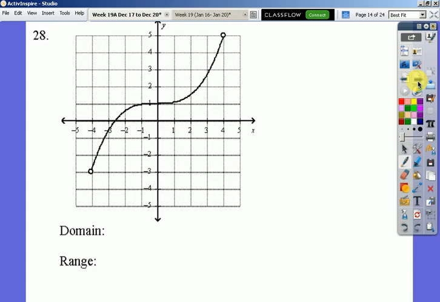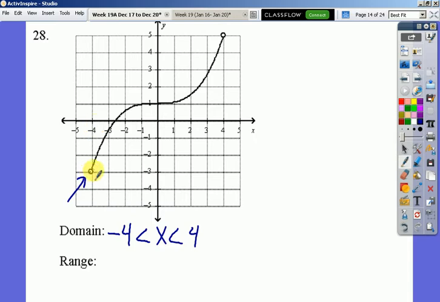So, Troy, do you remember how to find the domain for a continuous graph? You go left to right. So going from left to right, we would have negative 4. Would it be less than or equal to, or just less than? Just less than, because the circle is open here. Less than x, because domain is x. And that's less than positive 4. Remember, left to right, looking at our x's.